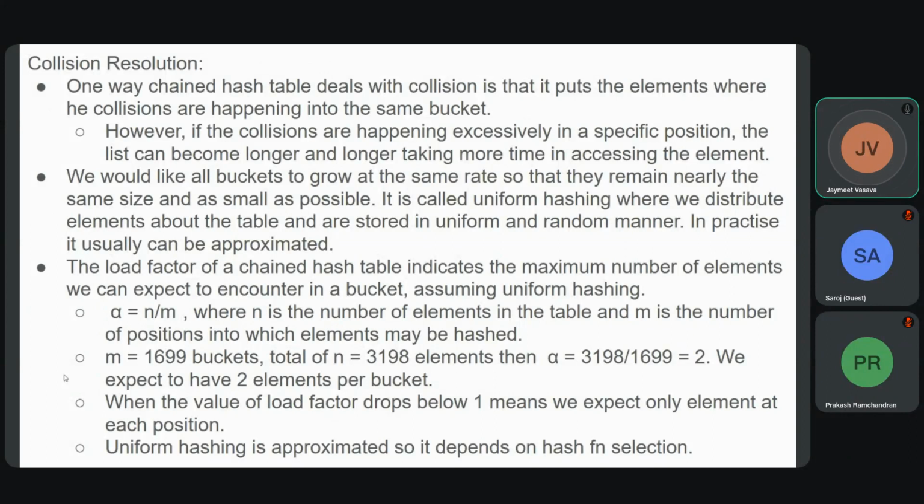Because we are getting the value of 2, we can expect that we have 2 elements per bucket. But as we said, it's an approximated thing, so it's around the value of 2 that we will find. We can find 1 element also, and we can find 3 elements also. If the load factor's value is below 1, it means that we expect only 1 element at each position. This whole load factor helps us in determining a good hash function. Uniform hashing is approximated, so it depends on the selection of the hash function.